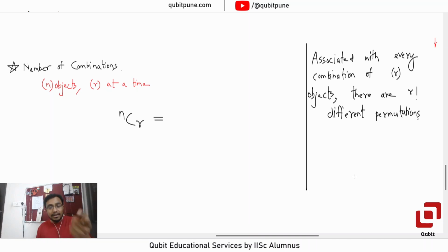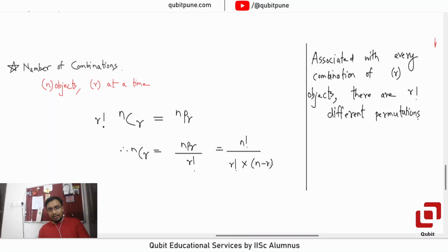Which means if we multiply the total number of combinations by R factorial, we will get NPR, and that gives us NCR as NPR upon R factorial, which is n factorial upon R factorial into n minus R factorial. Is it clear? Number of combinations? So NCR is equal to NC(n minus R). That famous formula follows from this.